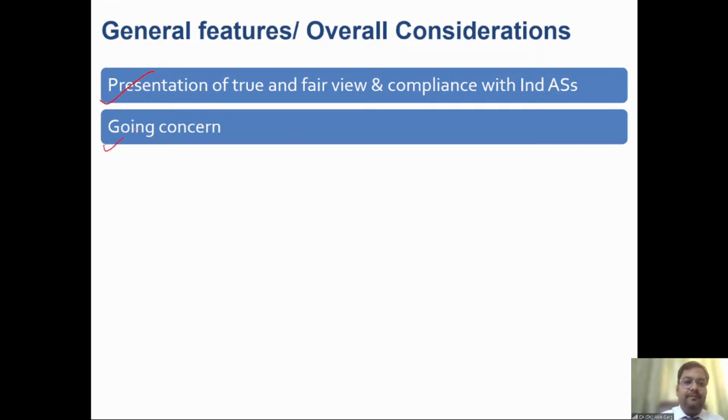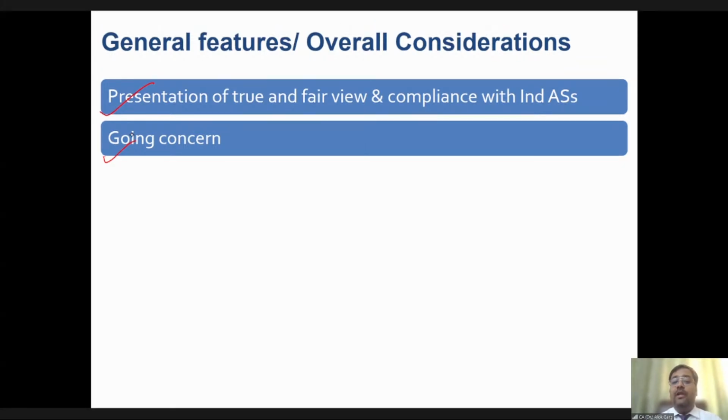Going concern. So friends, this is one of the fundamental accounting assumptions, and this is one of the key features given in this standard. It says that financial statements have to be prepared on a going concern basis. What is meant by going concern basis? Going concern basis means business will run forever.